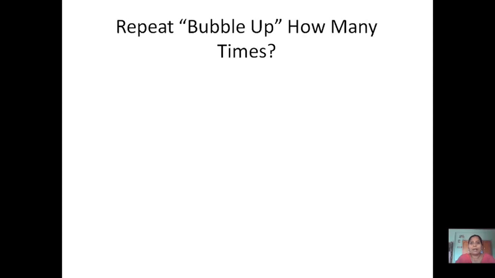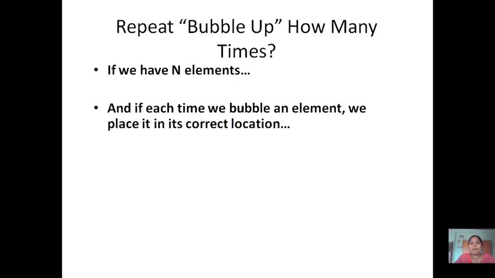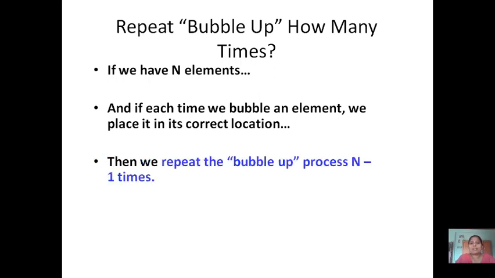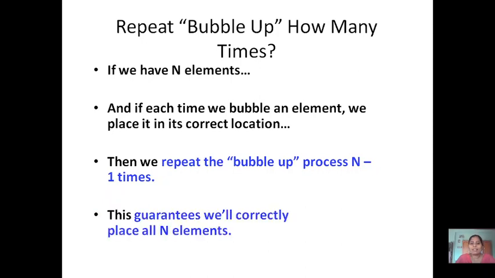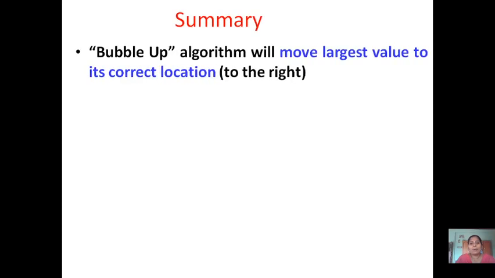So how will it happen? How many times do I need to repeat this bubble up procedure? Let us suppose I have n elements. Each time we bubble an element, we place it in its correct location. So we repeat the bubble up process n minus 1 times. This guarantees that we will correctly place all the n elements.